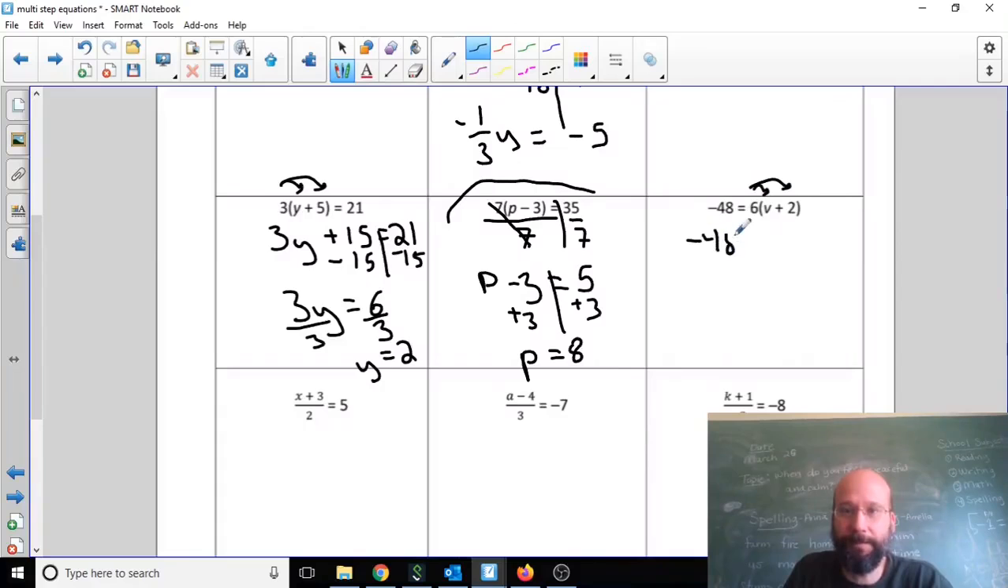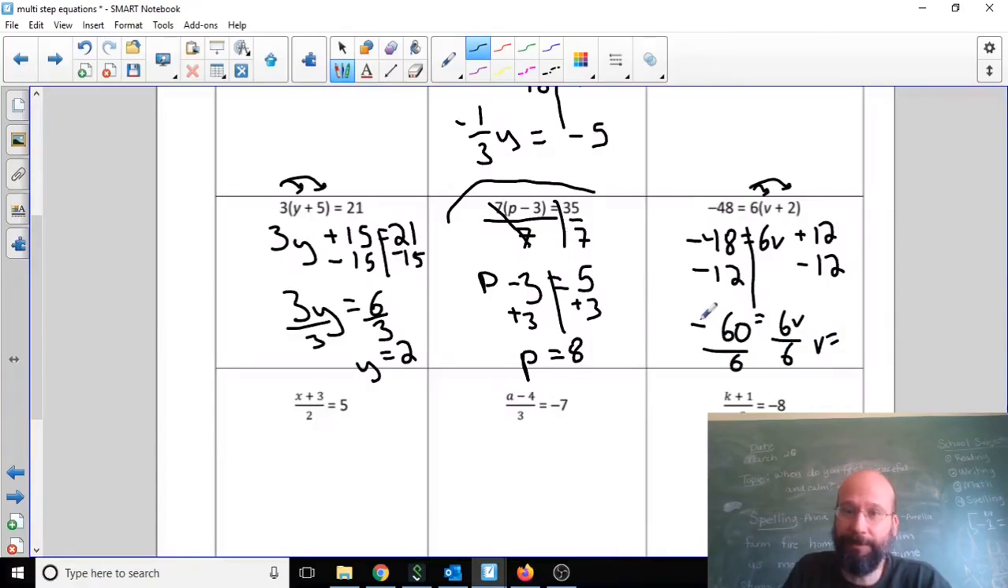So -48. 6 times v is 6v, 6 times 2 is 12. And then after you distribute, it just turns into a 2-step equation. So how do you move the plus 12 over? You subtract. -48 minus 12 is -60. And on this side you have 6v. This is multiplication. How do you move them? What's the opposite of multiplication? Division. And you have v equals -60 divided by 6 is -10.